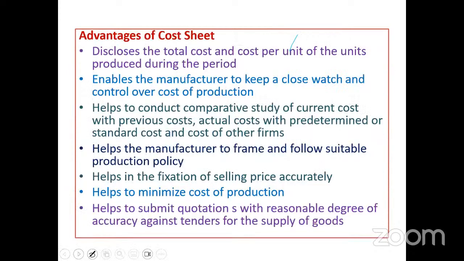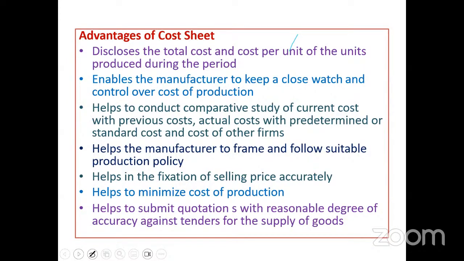So these are the advantages of cost sheets. That means it discloses the total cost as well as cost per unit produced during a particular period. We have already discussed. Again, it enables the manufacturer to keep a close watch and control over cost of production, because your total cost can be broken up into various parts, like your factory cost or works cost, your cost of production, your cost of sales. So under each and every part we can focus. We can give more focus on each and every activity, each and every breakup of the cost in order to control the cost.